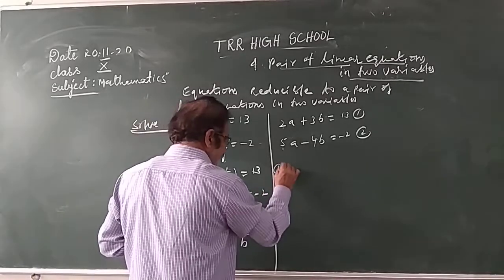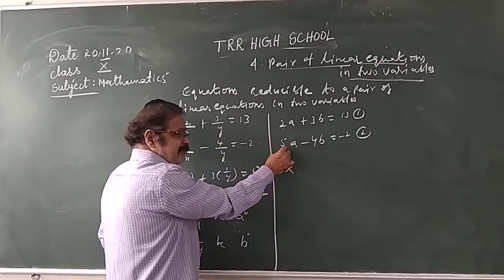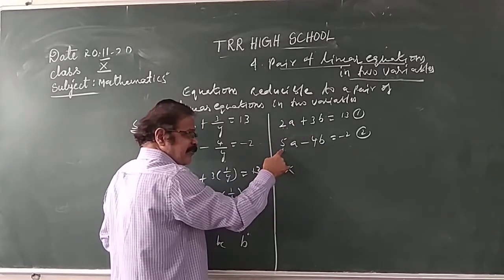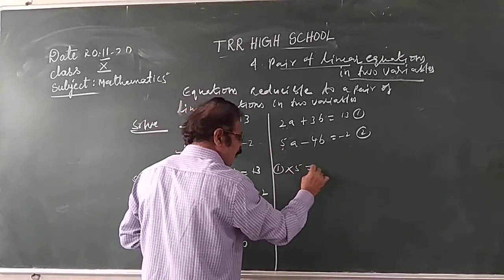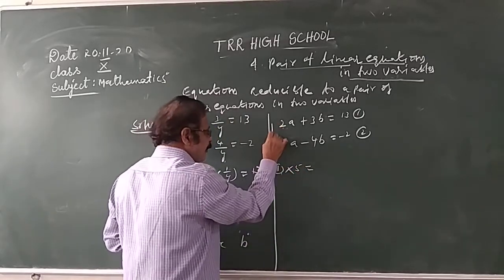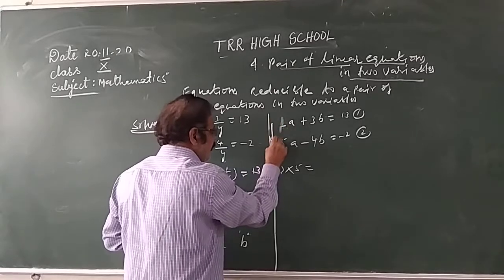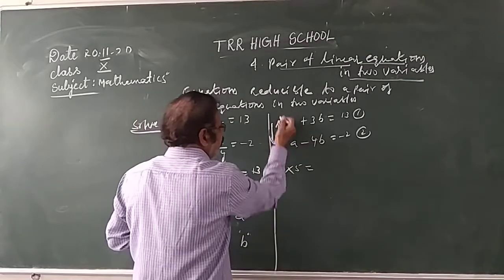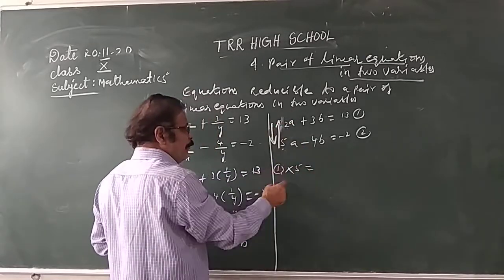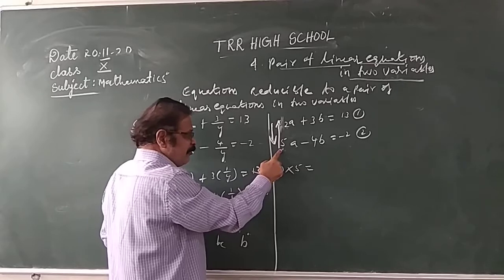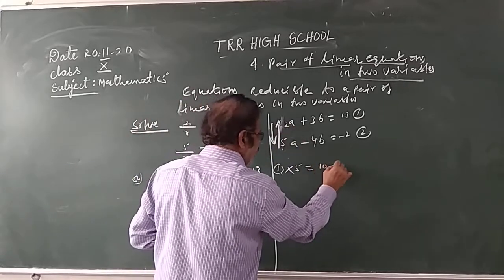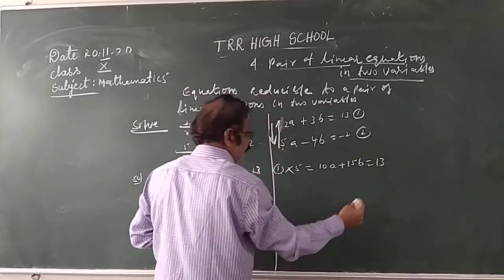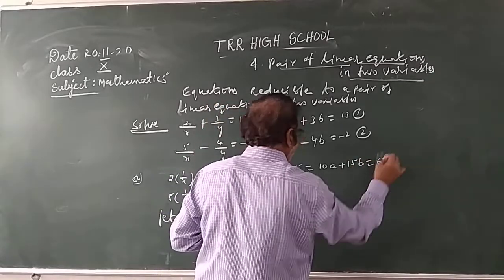Now, first equation multiply by the second equation's a coefficient. The second equation's a coefficient, how much? 5. With 5, multiply the first equation. I showed this in yesterday's class. Five 2s are 10, 5 3s are 15, is equal to 5 13s, then 65.